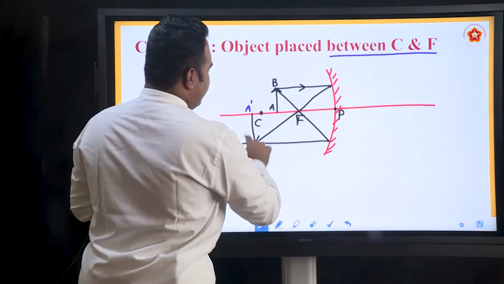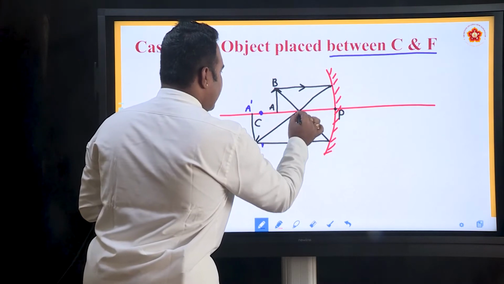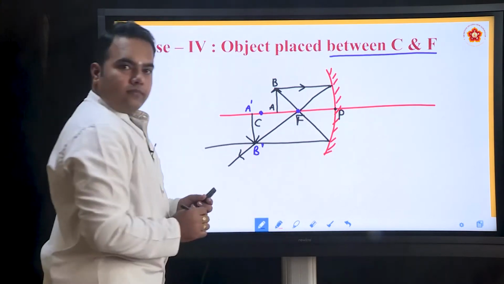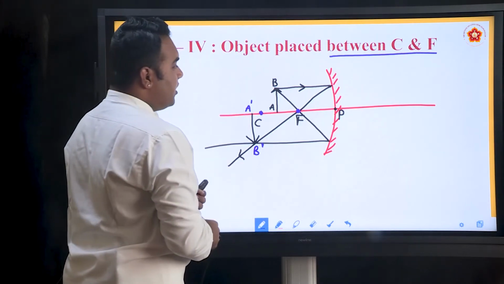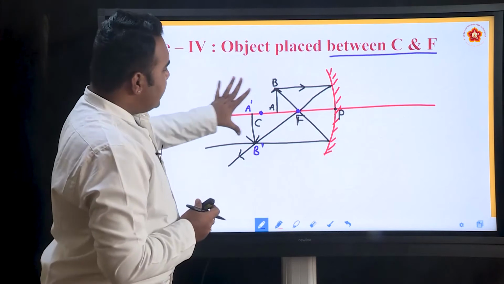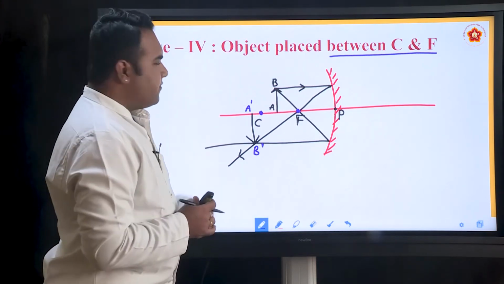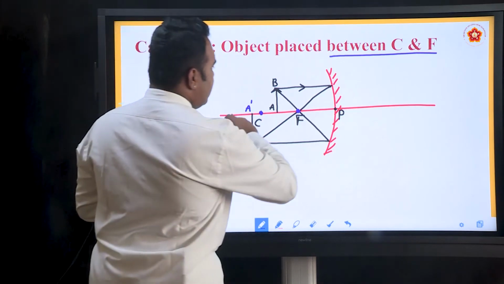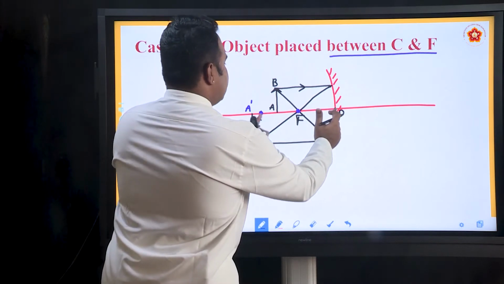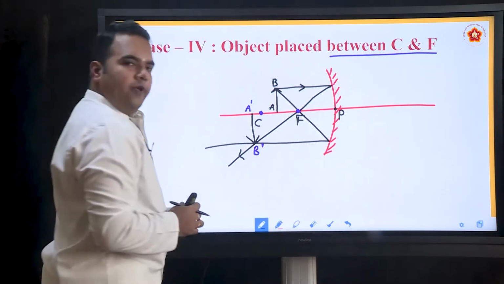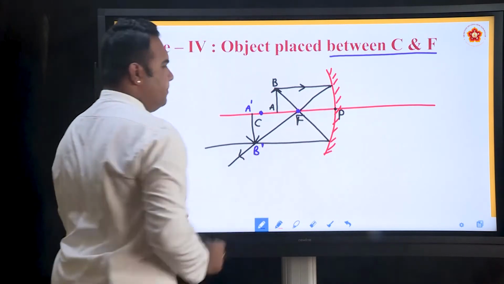The focal point and the center of curvature, these two points, are chosen in such a way that even when you are drawing a freehand diagram, without using any scale and without checking for actual parallel rays of light, this distance PC should be exactly double the distance FP, or FP should be exactly half of PC.